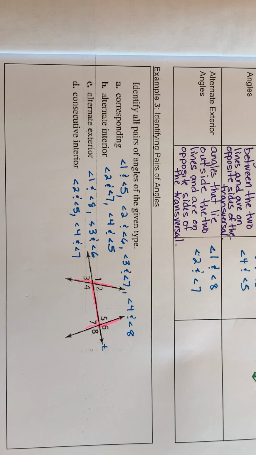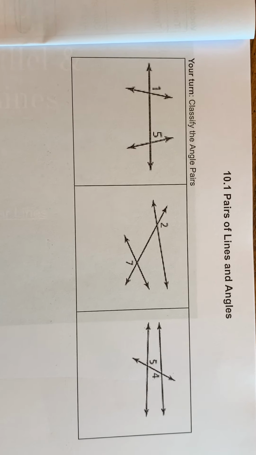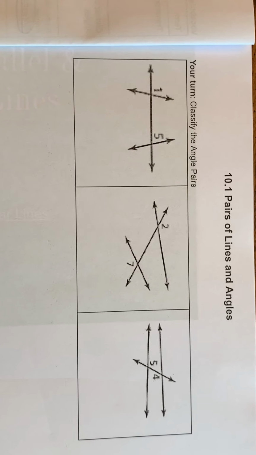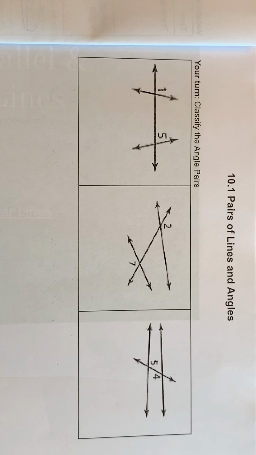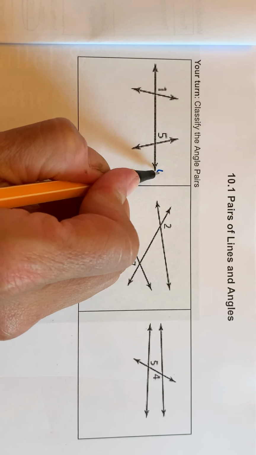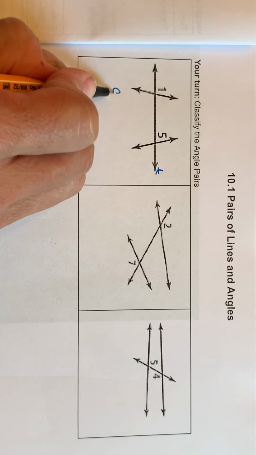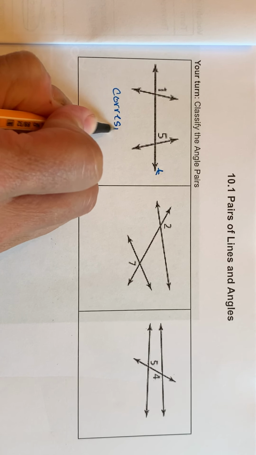Couple more examples on the next page. Look at each of these pictures and try to identify which type of the 4 they are. So maybe pause it, try, and then see if you get it right. So in this picture, this is my transversal. It cuts through the other two lines, upper left, upper left. These are corresponding angles.